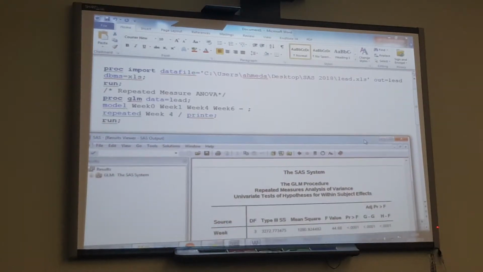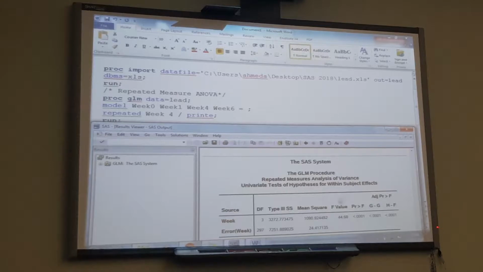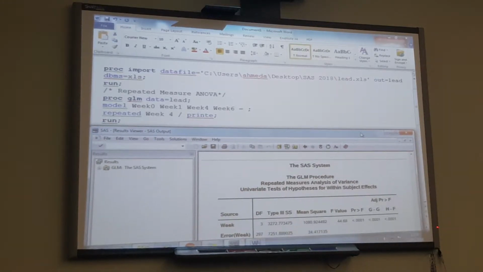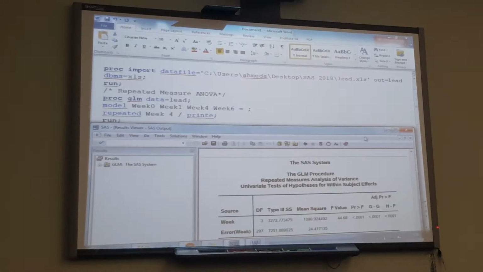So you get many tables. Ignore all those tables because this is a univariate output. Look at the end, where we are looking for the sphericity test.